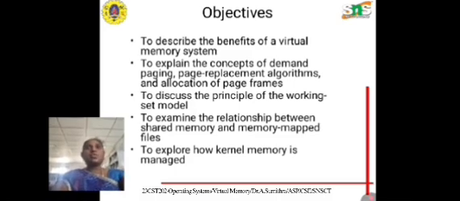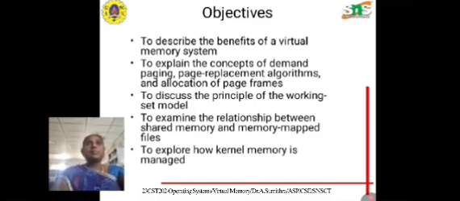The main benefits of this are isolation and efficiency. Each program gets an illusion that it has its own continuous memory space, which prevents interference from other programs. Efficiency is where it allows a program to be larger than the physical memory and supports multitasking.